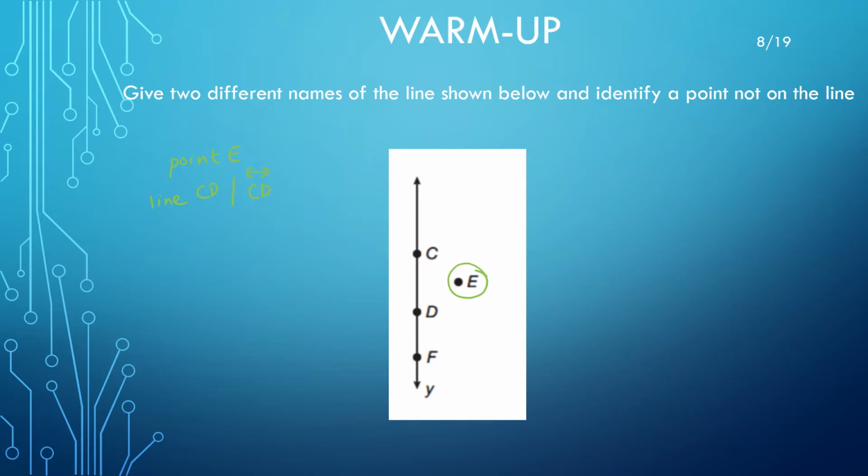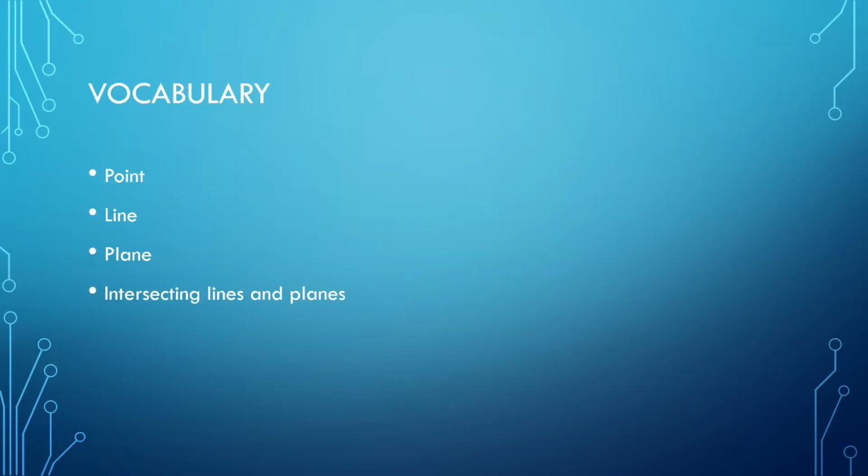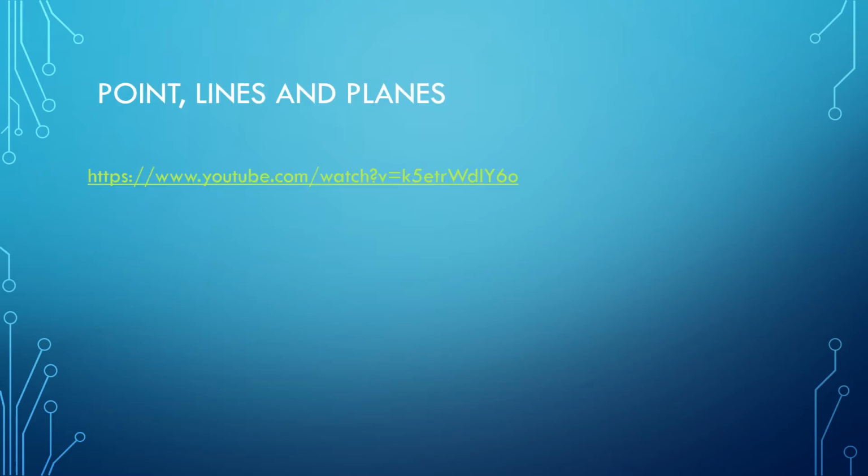If you don't know how to do that, that's okay. This is what we're going to work on today. So follow along. Today we'll focus on point, line, plane, intersecting lines and planes. We'll talk about how to name a point, how to name a line, and how to name a plane, and some other things about each one of those. This video is a great reference for points, lines, and planes in case you are still confused after this lesson today. You can refer to that video and it will help clarify a few things for you.